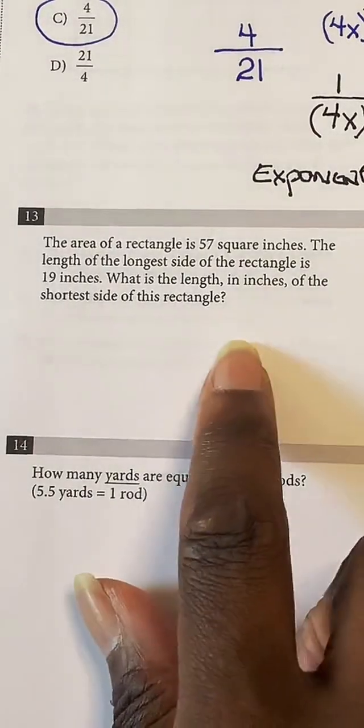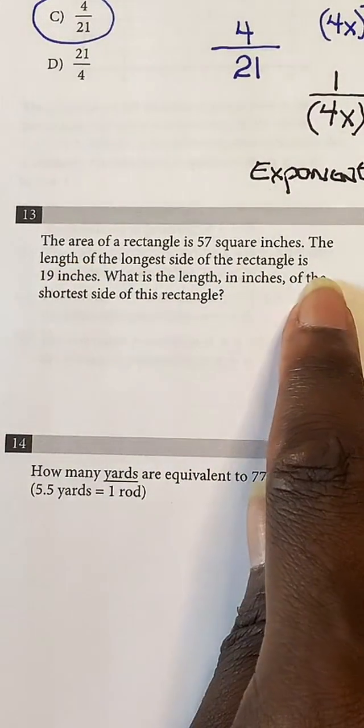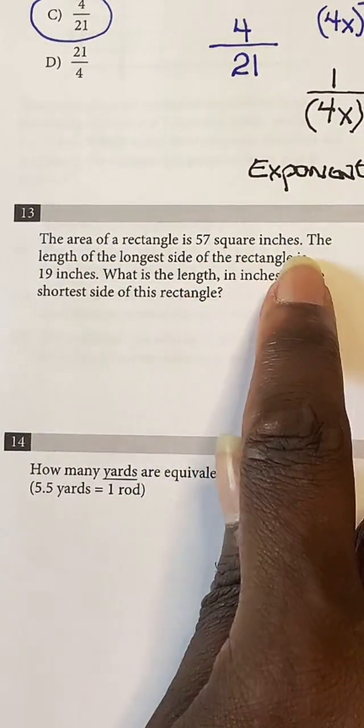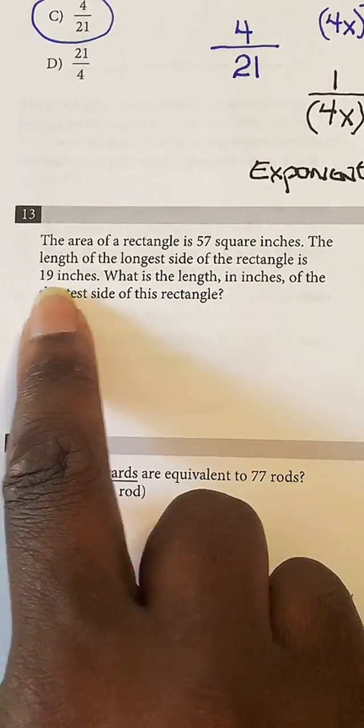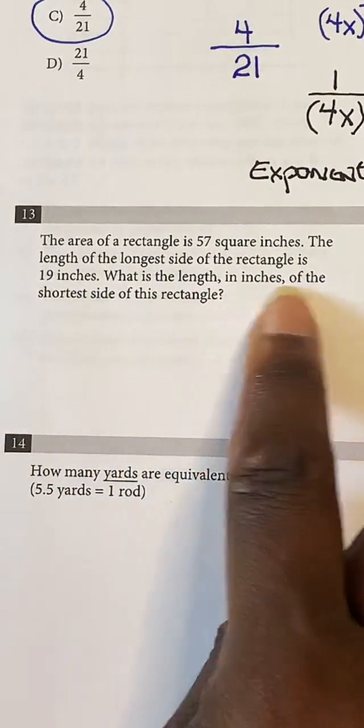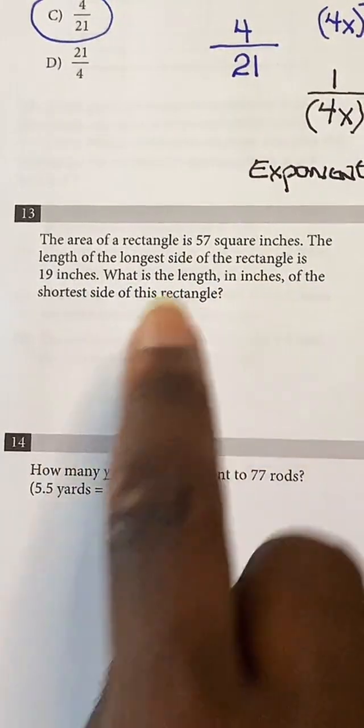All right, so what do we got here? The area of a rectangle is 57 square inches. The length of the longest side of the rectangle is 19 inches. What is the length in inches of the shorter side?